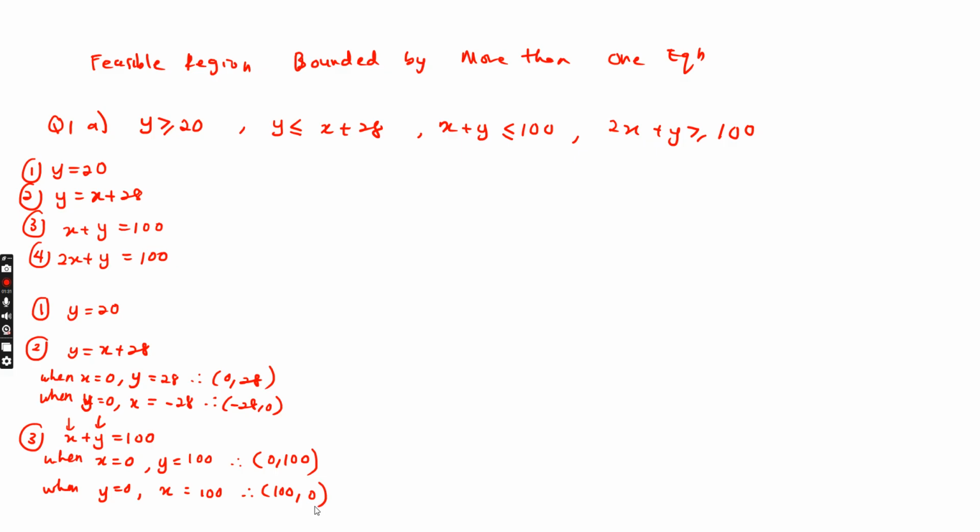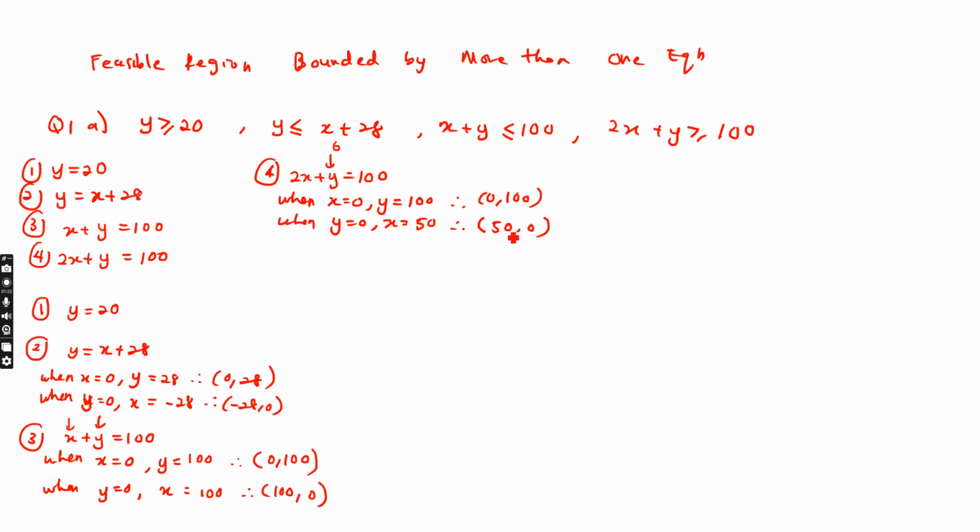Easy, right? This is the repetitive step only. You just need to memorize the step of how to draw this. Okay, and then the fourth one that we have is 2x plus y equal to 100. So in order for us to find the coordinate when x is equal to 0, you're going to get y is equal to 100. So the coordinate is 0, 100. Now another coordinate when y is equal to 0, your x here, this is 0, right? Your x is going to be equal to 50. So you get 50, 0.